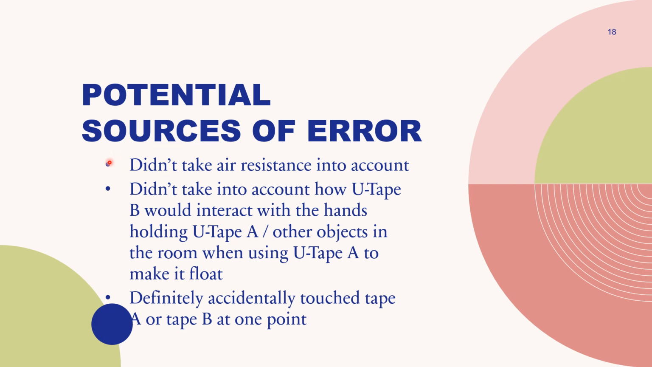Some potential sources of error were that I didn't take air resistance into account and didn't take into account how the U-tape B would interact with the hands holding U-tape A and other objects in the room when using U-tape A to make it float. I also definitely accidentally touched tape A or tape B at one point.